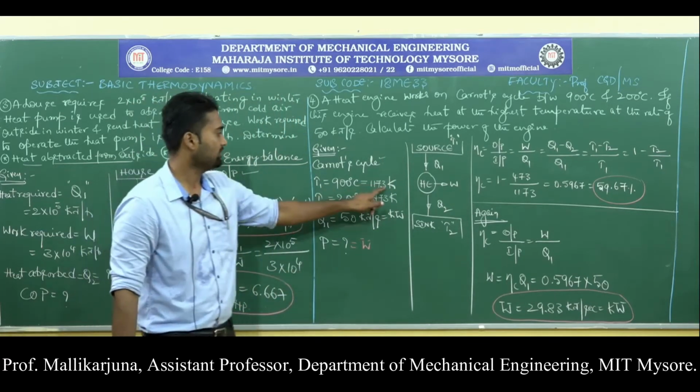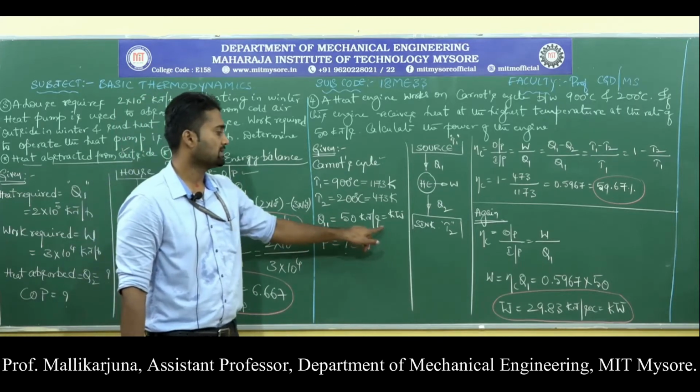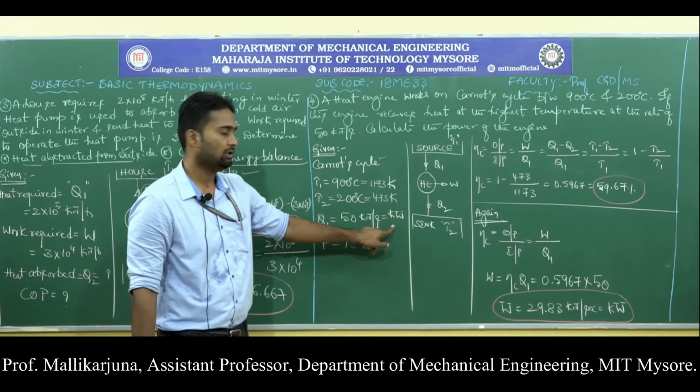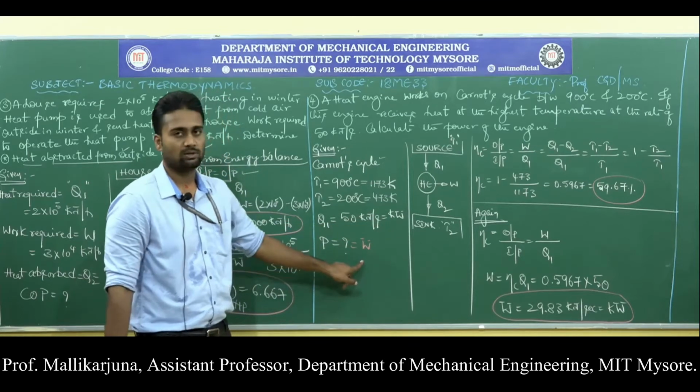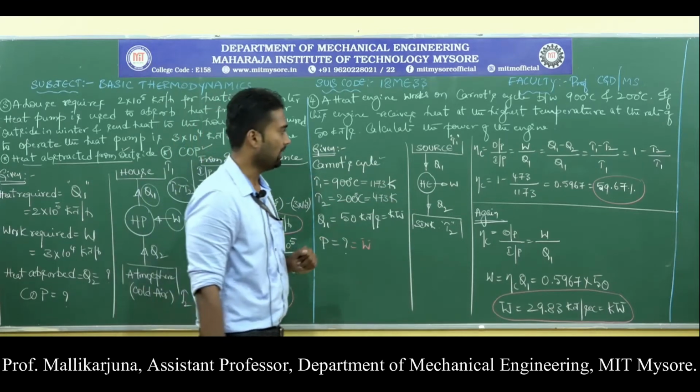Both the temperatures have been notated in Kelvin. Q1 is 50 kilojoules per second, which is nothing but 50 kilowatts, and power is the question mark to us. Let us try to understand all these things with the help of the schematic sketch now.